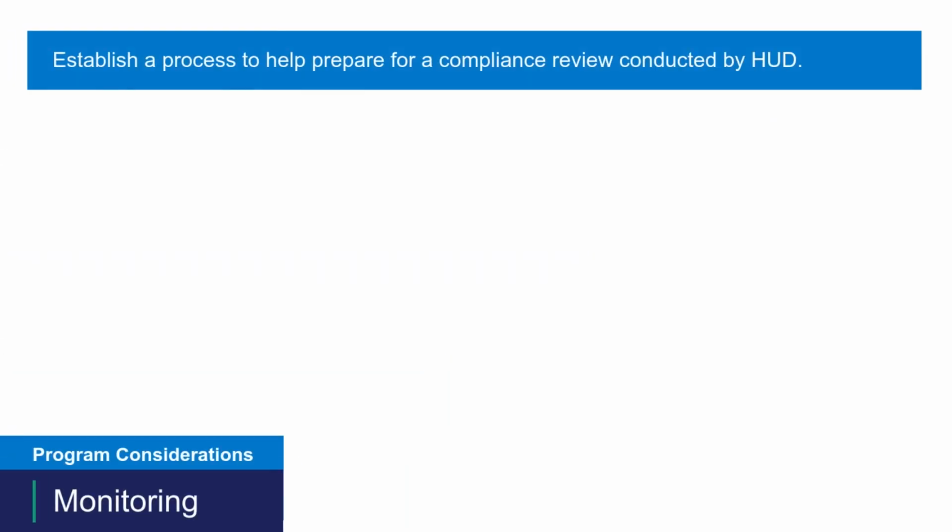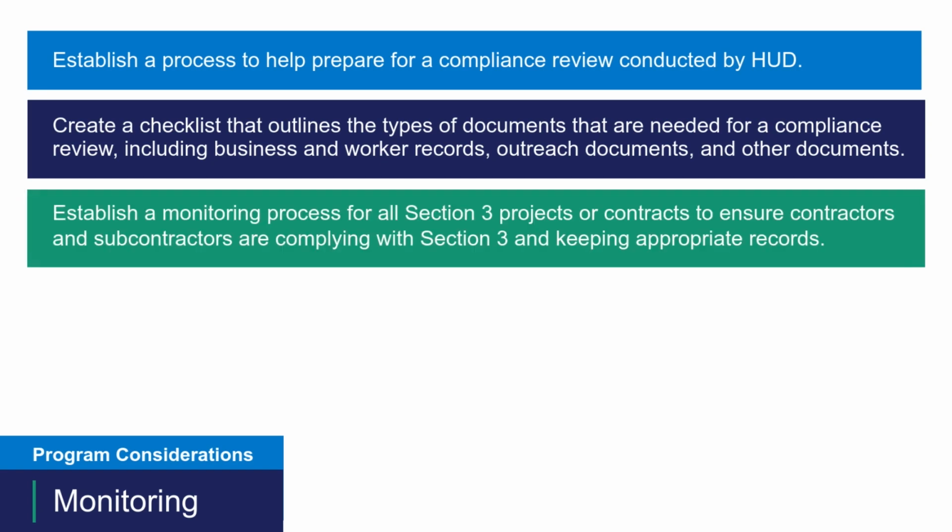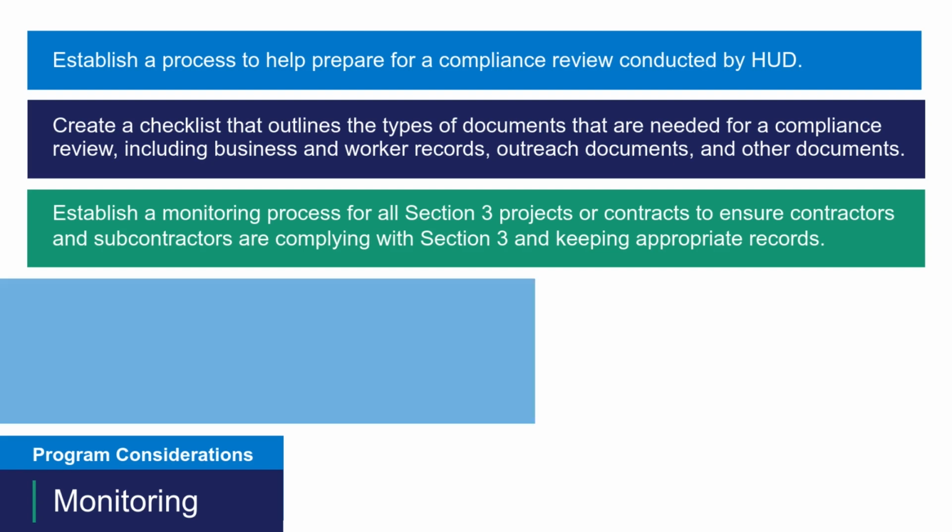Grantees can establish a process to help prepare for a compliance review conducted by HUD. At the planning stage, grantees may create a checklist that outlines the types of documents that are needed for a compliance review, including business and worker records, outreach documents, and other documents. Grantees should establish a monitoring process for all Section 3 projects or contracts to ensure contractors and subcontractors are complying with Section 3 and keeping appropriate records.